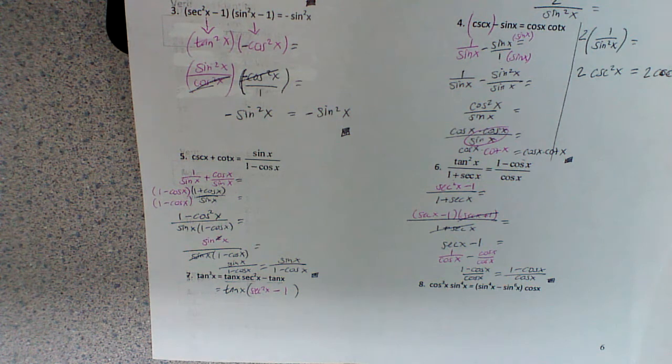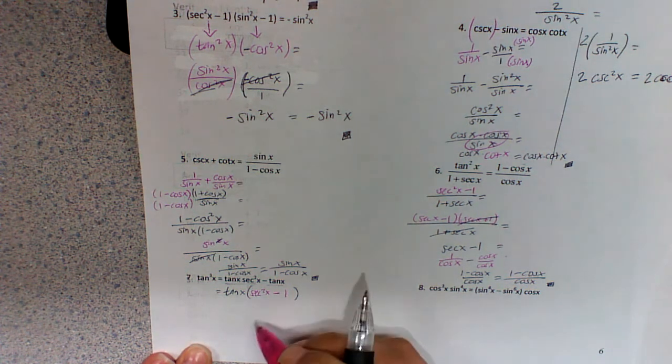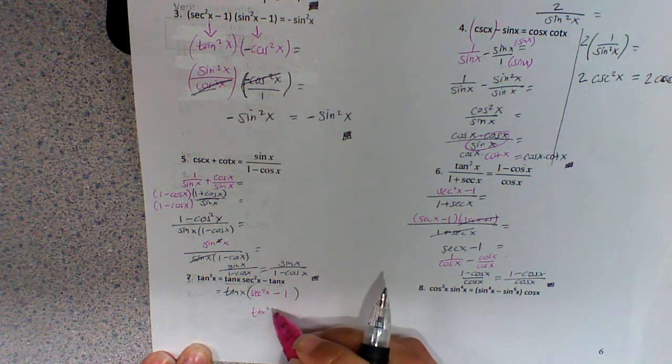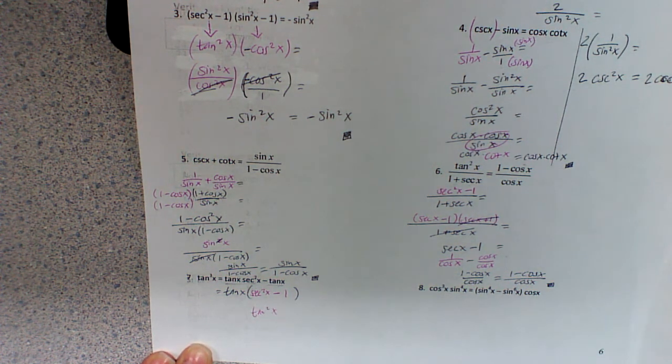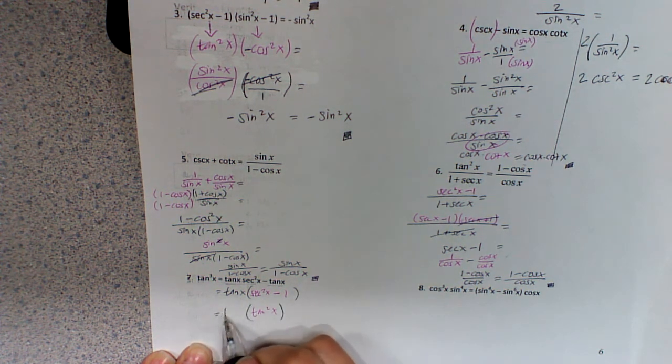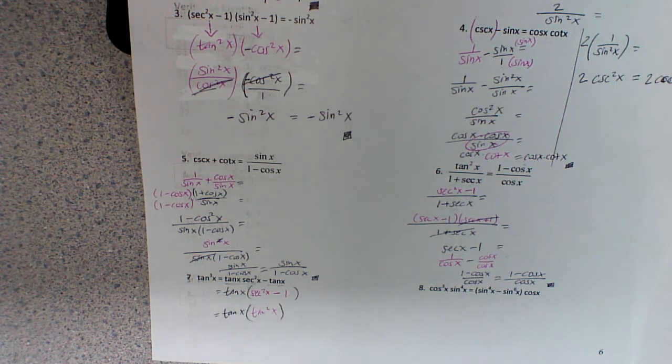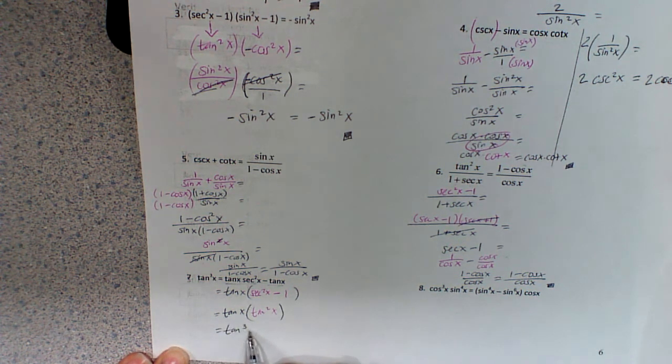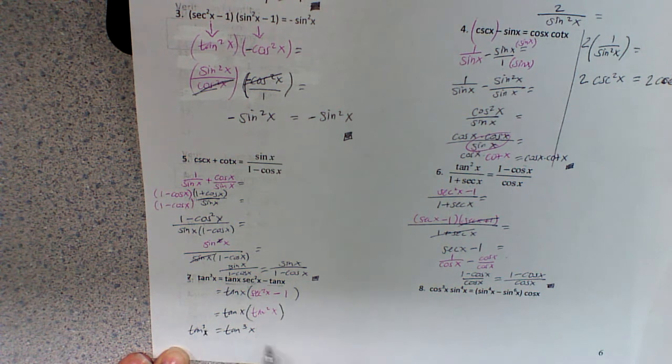Now if you take a look at that, secant squared minus 1 is actually straight from your identity, which becomes tan squared. So now you have tan times tan squared, which gives you tan cubed of x, and that's exactly what we wanted. There we go.